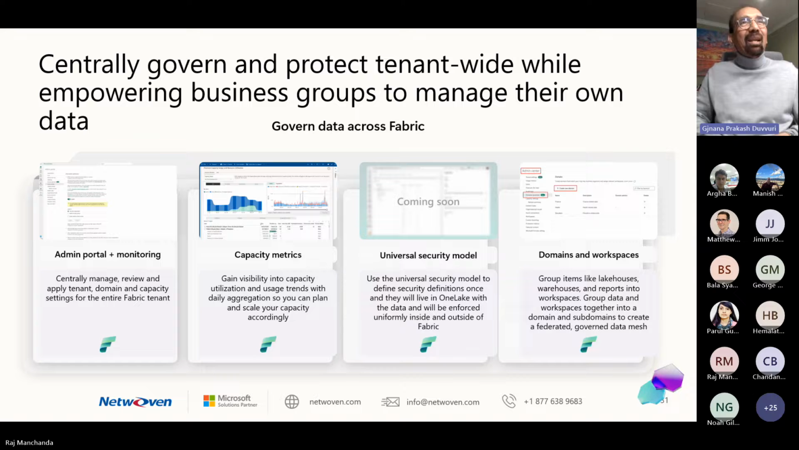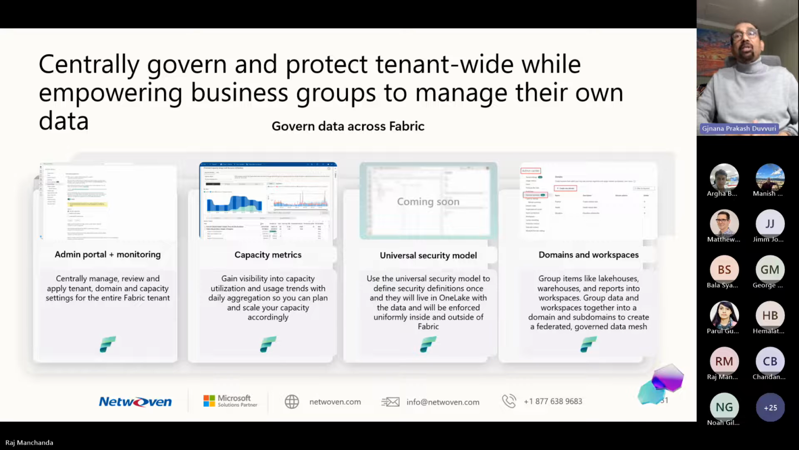Okay. What do you mean by centrally govern and protect tenant wide while empowering business groups to manage their own? What does it mean to us? So with the admin portal for monitoring, in one place you can administer how many domains you have, how much capacity there is, and what the settings are for the entire Fabric tenant. And capacity metrics gives you visibility into utilization, user trends, and aggregations. Then the universal security model we marked as coming soon, which means it is not fully baked. If one or two things are pending, we want to be clear and honest with the customer, so we say it's coming up. Maybe in one or two months it will be totally available.